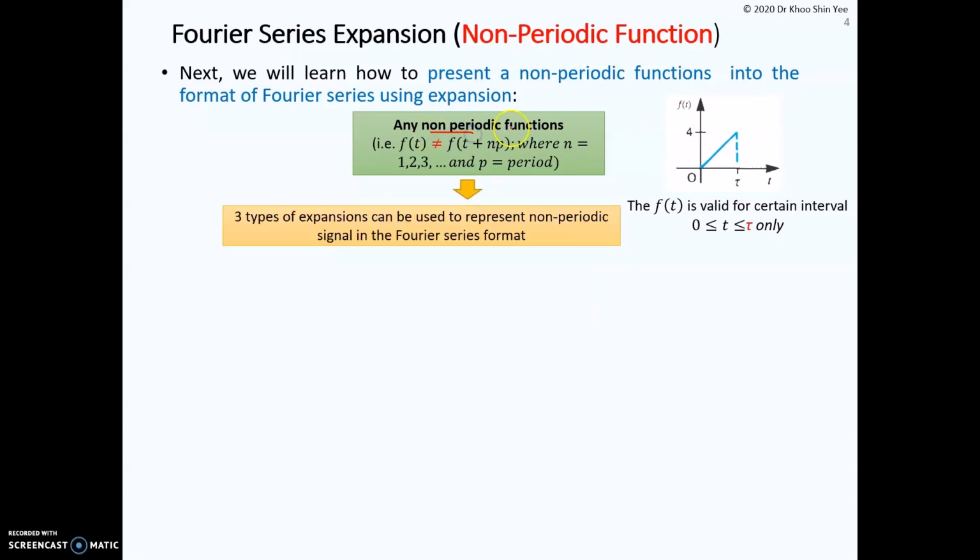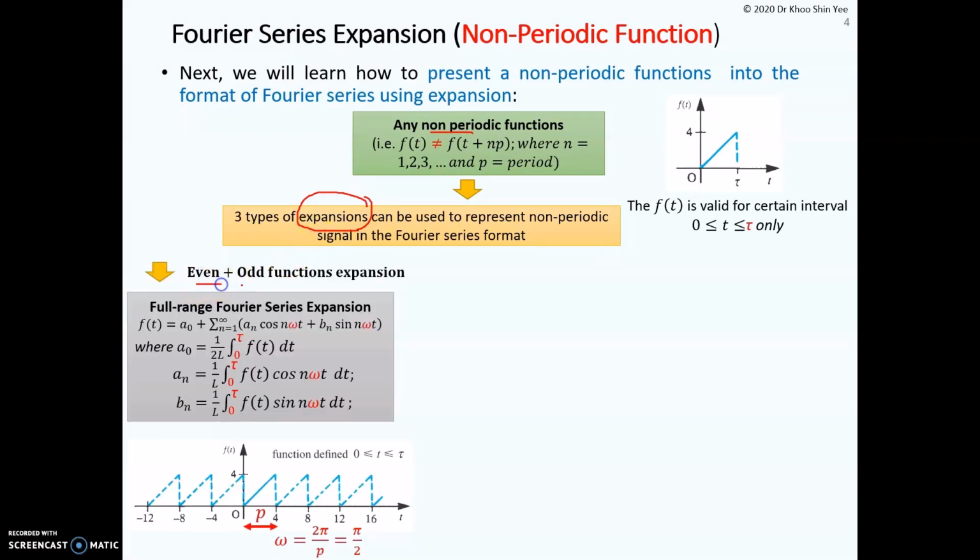To convert a non-periodic function into a periodic function, we need to perform the expansion. The first expansion is called the even and odd function expansion. It is also called the full range Fourier series expansion. For example, let tau be 4. By using the period equal to tau, we can expand the original function here and repeat itself over time. So the solid line here is the original function, and the dashed line here is the expansion result.